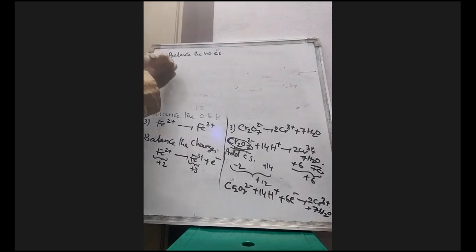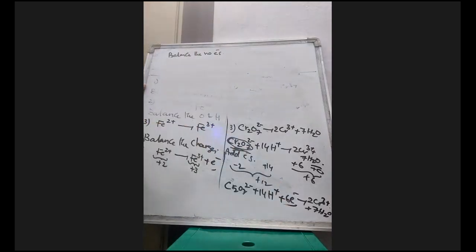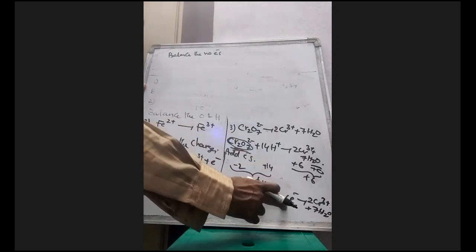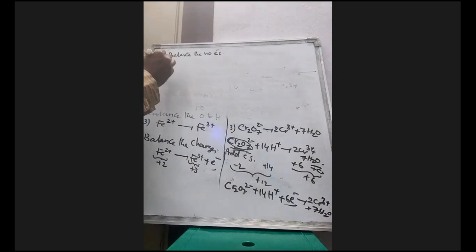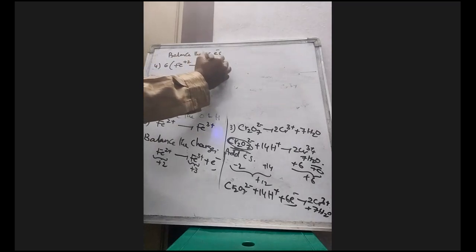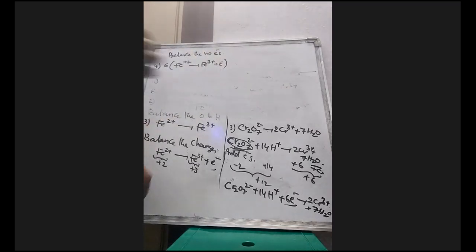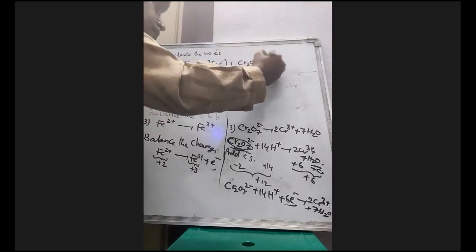Here there are 6 electrons, and here there is only 1 electron. To equalize the electrons, you cross multiply. Here 1, here 6. You multiply this entire equation with 6, and the other entire equation with 1. If you multiply with 1, the same reaction will appear.